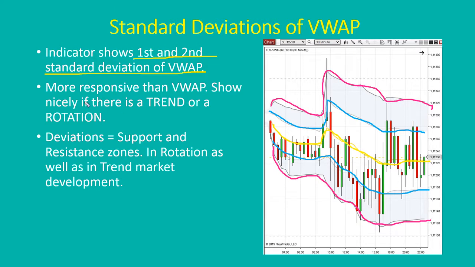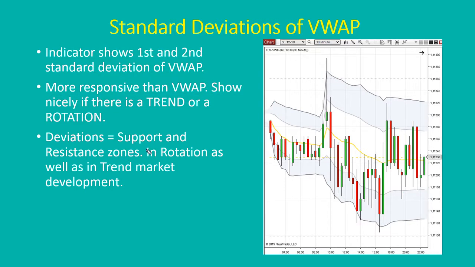Those deviations are more responsive than the VWAP. For example, if there's a trend starting, you will see it first on the deviations, all right? On the first and second standard deviations. So the deviations show nicely if there is a trend or a rotation. Also, those deviations work as strong support and resistance zones. You can use them as strong support and resistance zones in rotation, when the market is in a rotation, as well as in a trend market, when the market is trending.